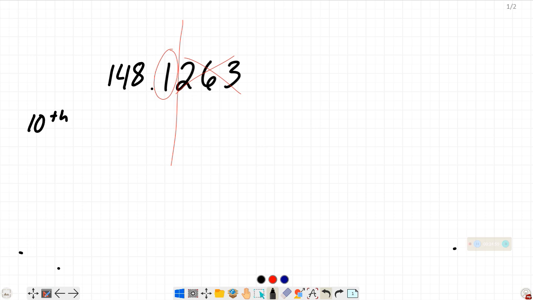So rounding this to the nearest tenth, I look at the 1, and then I go to the next one after, so the 2. That 2 is smaller than 5, which means, do we round down? We just keep this 1 the same. So the answer would be 148.1. Okay? All right.